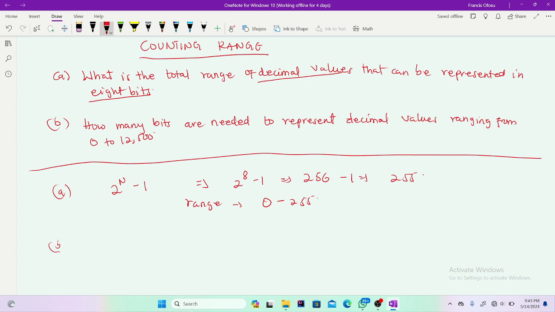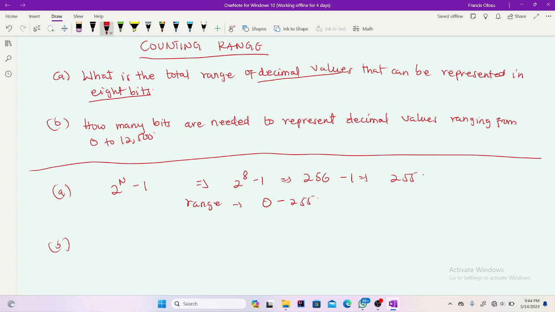Let's see the second part of the problem. It says, how many bits are needed to represent decimal values ranging from 0 to 12,500? So in this case, we've been given the range of values, but we need the number of bits. It's still the same formula here. This formula is used to represent the range.